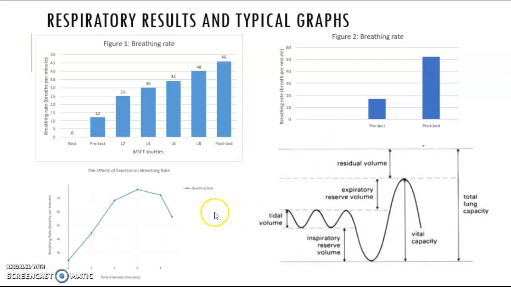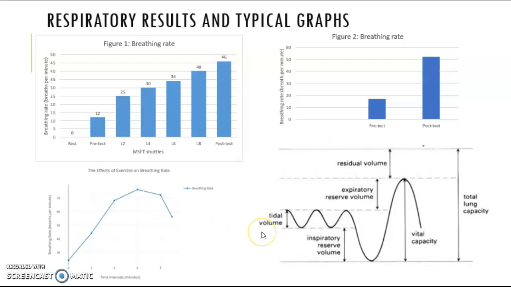This graph is what you would expect to see your breathing rate look like during any exercise. It shows a steady rapid increase followed by a slightly less rapid increase until it reaches the maximum. Then the breathing rate slowly lowers back down to resting levels. We would also expect to see similar results for stroke volume and ventilation.